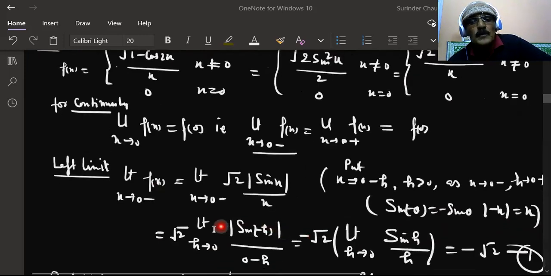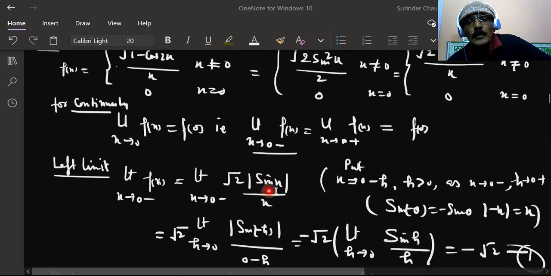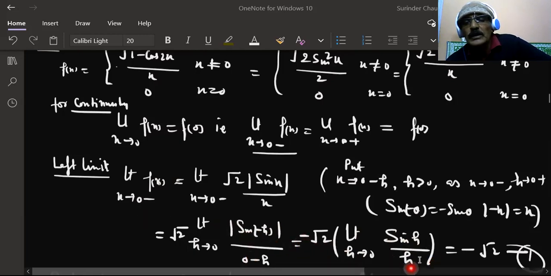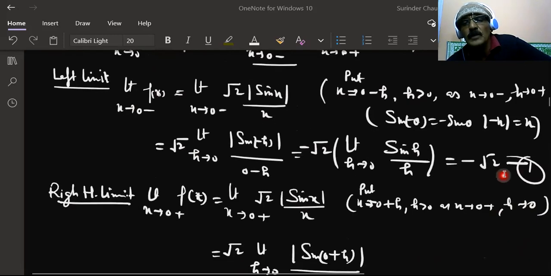Substitute the value. Root 2 is a constant, so it's taken outside. Limit h to 0 of modulus of sine of minus h upon minus h. Sine of minus h is equal to minus sine h, and modulus of minus sine h is sine h, upon minus h. Minus is common. So limit h to 0 of sine h upon h is equal to 1, and the result is minus root 2.